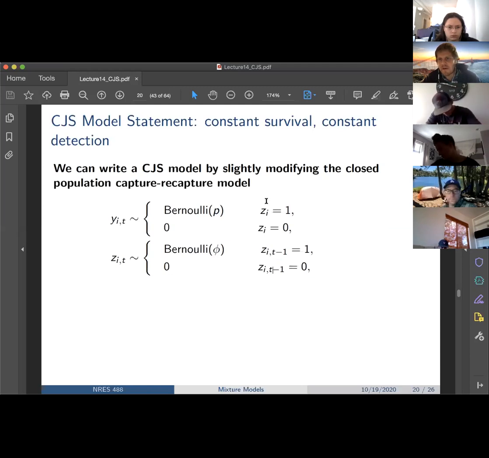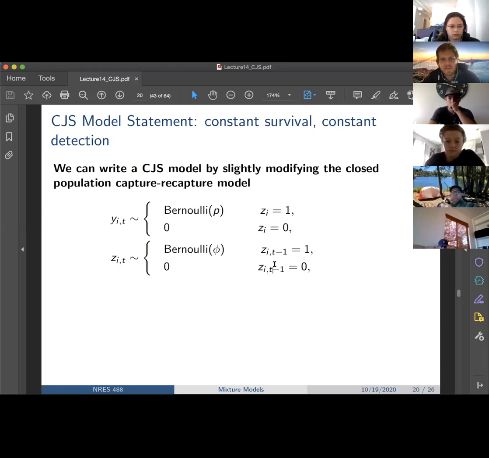when we don't see the animal. So again, ZI represents this partially known state. We know it when we see the animal. If we see it, we know it's alive. And in that case, we know the Z's. If we don't see it, it could either be alive, where ZI equals 1, just YIT equals 0, or ZIT could be 0 and it would be dead, in which case YIT would be 0. So we have this mixture model here.